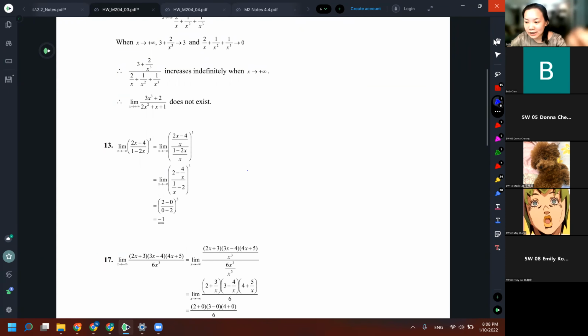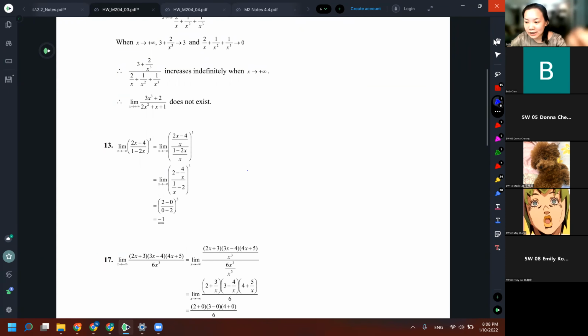Now, in this answer, I divide x cubed. Now, during the lesson, I said divide x squared. Now, in this question, it doesn't matter. Whichever one you choose to divide, it will work. Now, let's say we're dividing x cubed, and then you get this.